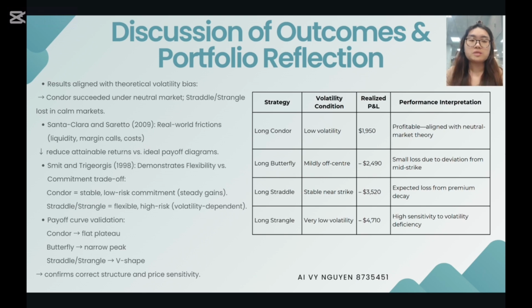Overall, our results matched theory really well. The condor worked best in a calm, neutral market, while the strangle lost because volatility stayed too low. Santa-Clara and Saretto remind us that in real markets, things like margin calls and costs can reduce returns compared to ideal models. And as Smith and Trick explained, it's all about balancing flexibility and commitment. The condors give steady gains while the straddle and strangle only shine when markets move sharply. So overall, our results confirm both theory and real-world trading behavior.